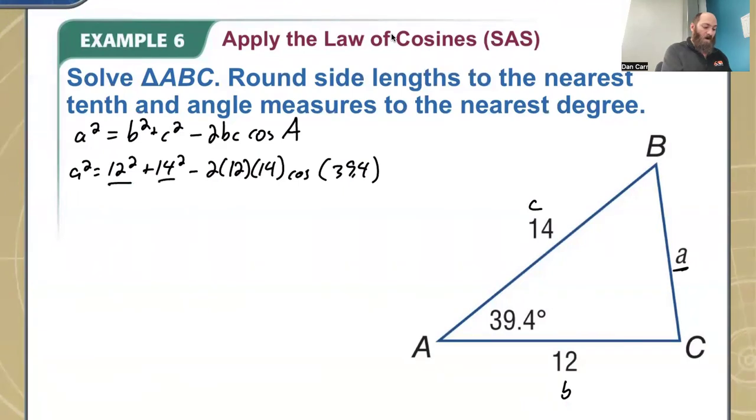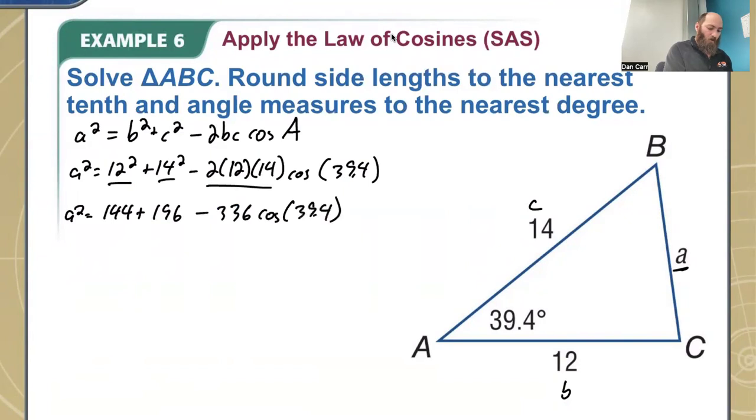I'm going to go ahead and square these and multiply these as kind of their own steps here. So A squared is equal to 144 plus 196 minus, that'll be 2 times 12 times 14, minus 336 times the cosine of 39.4. Okay. So now, again, the key part about this one is these are basically three separate numbers. I am going to multiply negative 336 times the cosine of 39.4.